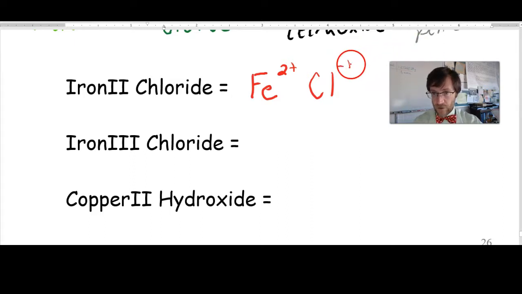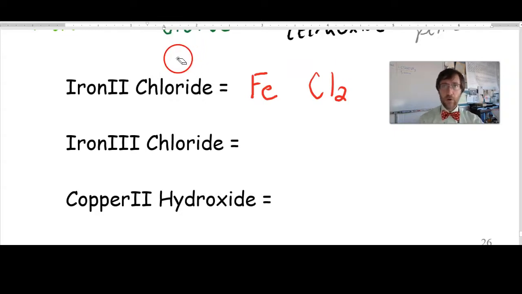So if the charge is 1, you get 1 chlorine. If the charge is 2, you get 2 chlorines. And then I get rid of my charges. That's my chemical formula. That's all there is to it. Same thing, only a little bit different.